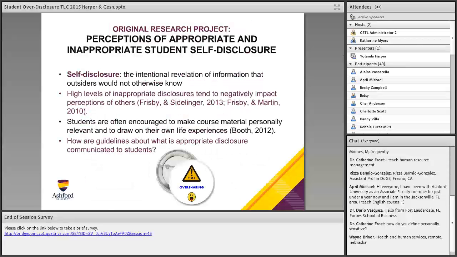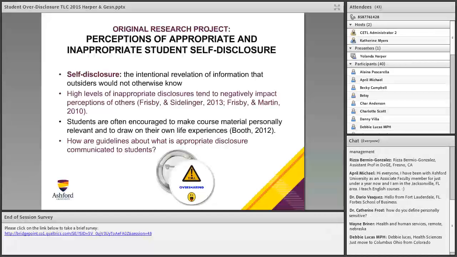To put our study into some context, the level of student self-disclosure in campus-based college classes has been shown to impact students' perceptions of their classmates with high levels of inappropriate disclosure having a negative impact on perceptions.